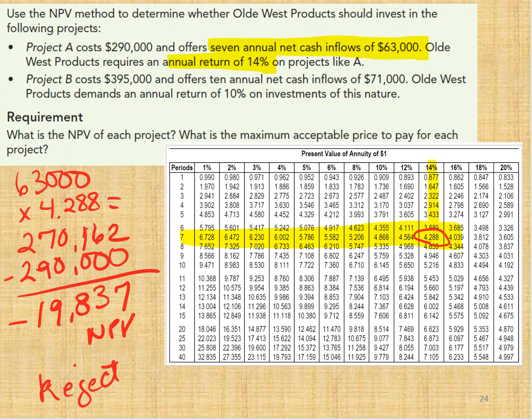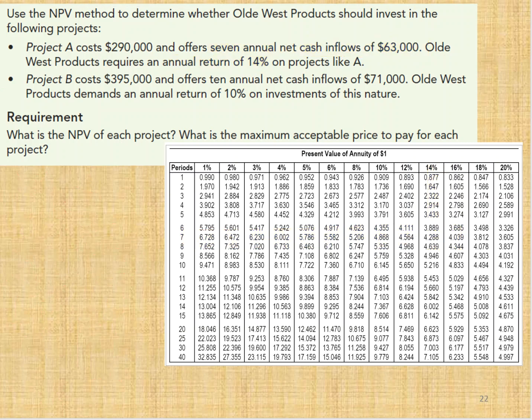Let's take a look at how project B is. And essentially we're given the same information. Project B costs $395,000, offers 10 annual net cash inflows of $71,000. So it's considerably more expensive initially, but we do get more inflows of cash later on. And they demand a return of 10% on this investment.